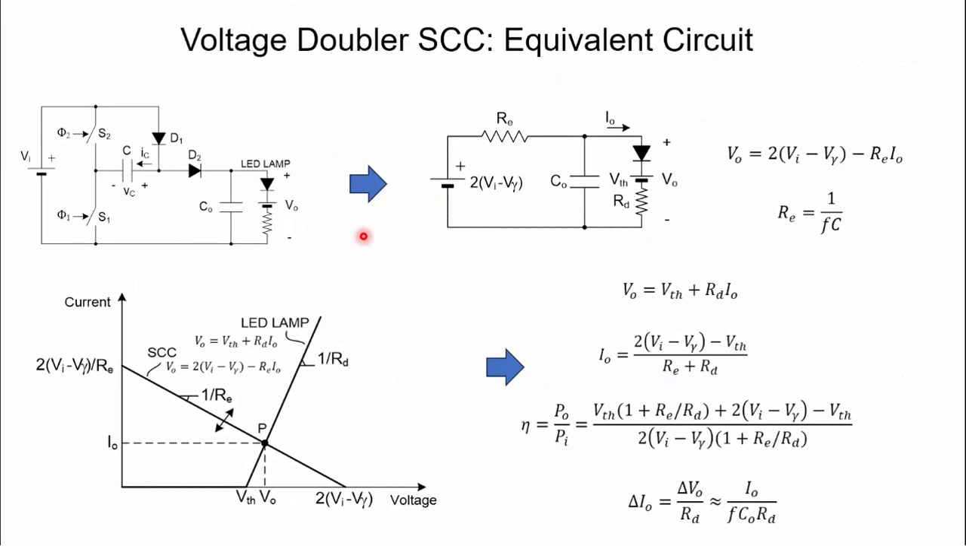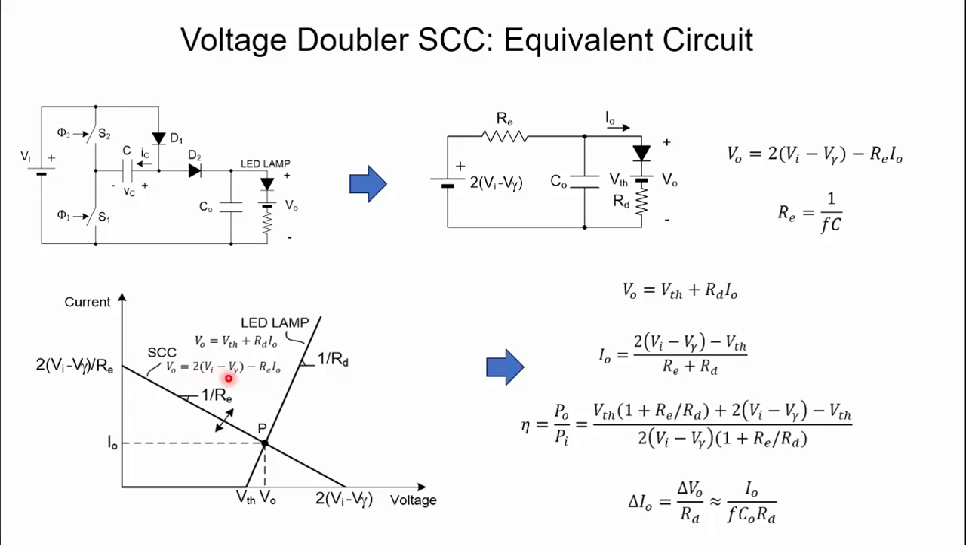From the analysis before, we can obtain this equivalent circuit here with a voltage source, which is twice the input voltage minus the forward voltage of the diode. We have the equivalent series resistance, and then we have the output with the output capacitor and the LED load. And these are the equations that we have seen before. So we can see this graphically here. We are representing here the current through the LED as a function of the voltage across the LED lamp. So the behavior of the switch capacitor converter is as shown here.